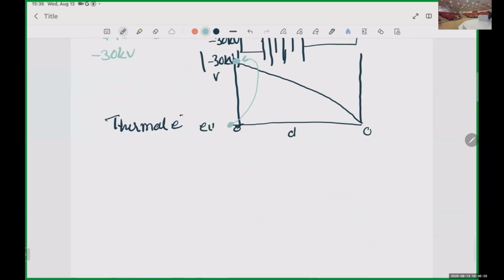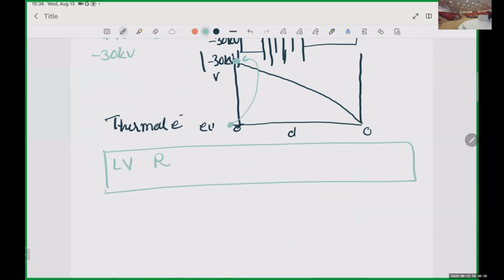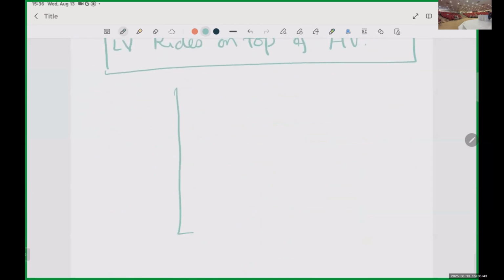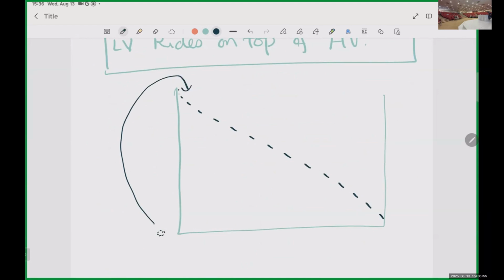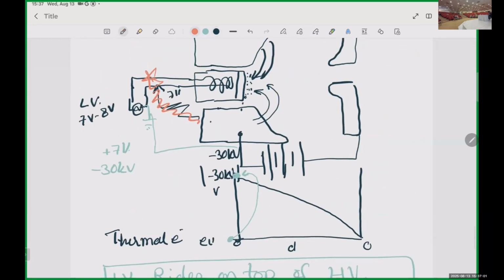So it's a very famous phrase that LV rides on top of HV. What happens now is that we have shifted, this is the potential. We shift our electrons from ground or any charge to this level just by connecting the low voltage power supply, the ground of the low voltage power supply, to minus 30 kV or whatever voltage you want.